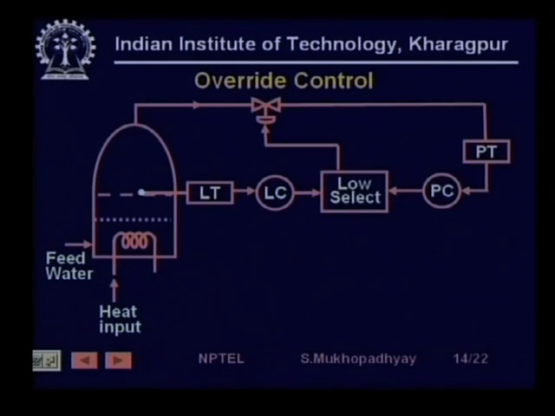So, a typical common sense example: here you have something like a boiler where you are getting feed water and you are having heat input. So, you are producing, let us say, steam.